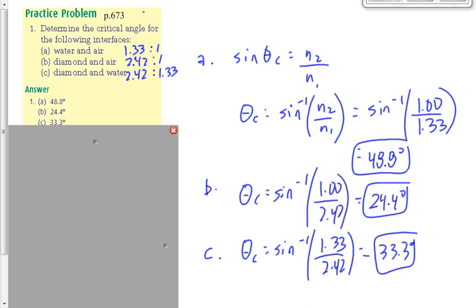The one with the smallest critical angle is going to have the biggest difference in index of refraction. Does that make sense? The one with the biggest critical angle is going to have the smallest difference in index of refraction. Here's how I remember that.